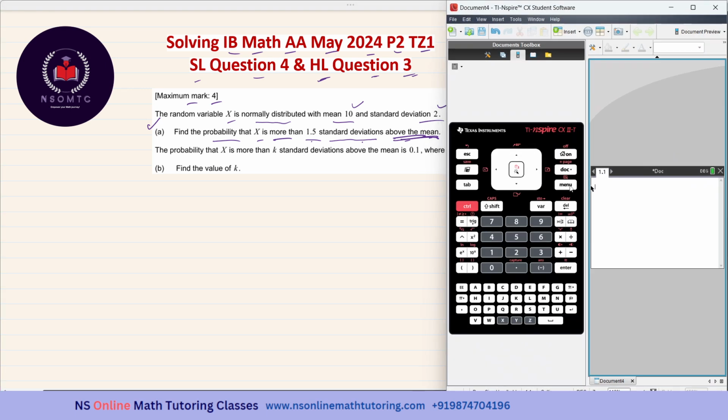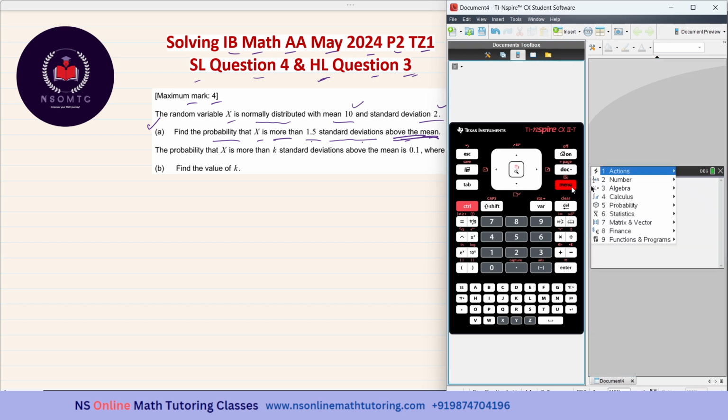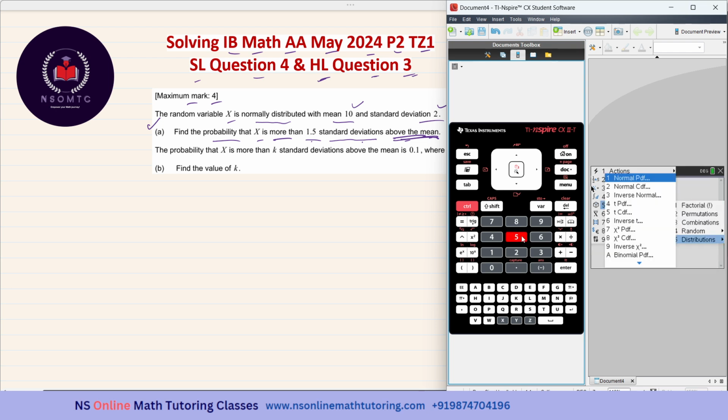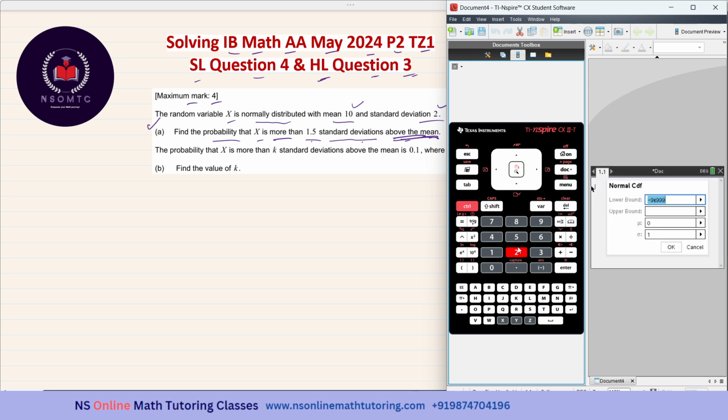Okay, so it is Menu and then Probability or Statistics. Let me choose Probability number 5 and then number 5 Distribution, and it is the Normal CDF, number 2. So I'm pressing number 2. X is greater than 13, so the lower bound should be 13. And what will be the upper bound? Let me write the upper bound as a series of 9s. And the mean is 10 and the standard deviation is 2.